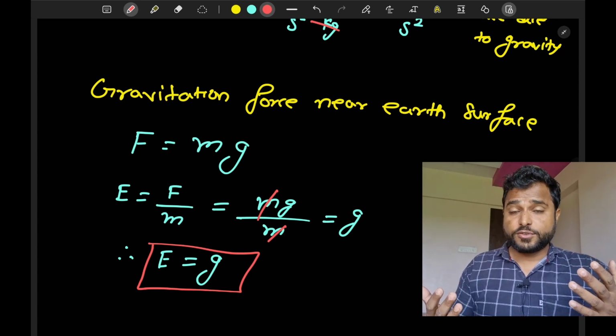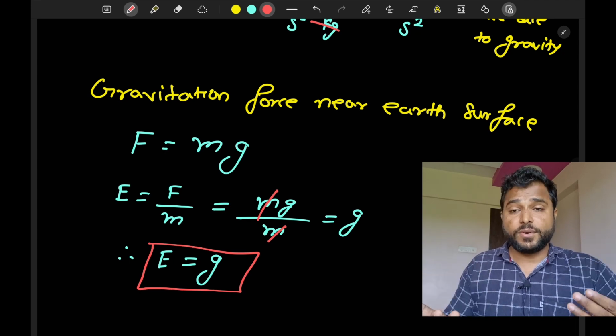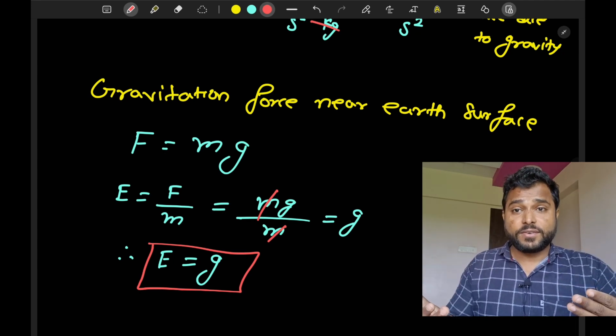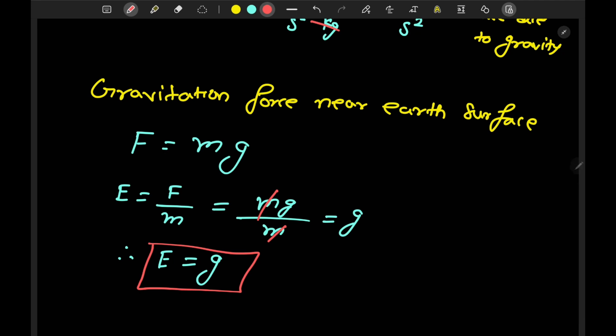So now you must have understood what is gravitation field, what is gravitation field strength, and how they are actually calculated, what is its physical significance, and why we actually need to study this field. Now let us see the variation of gravitation field.